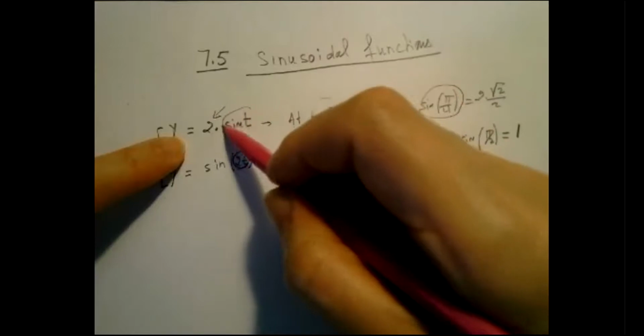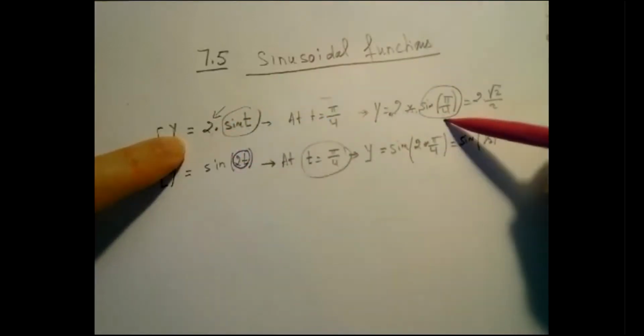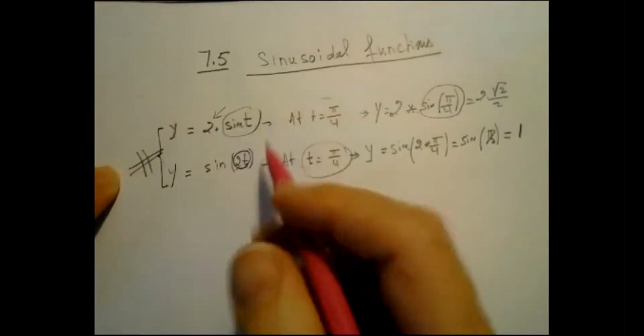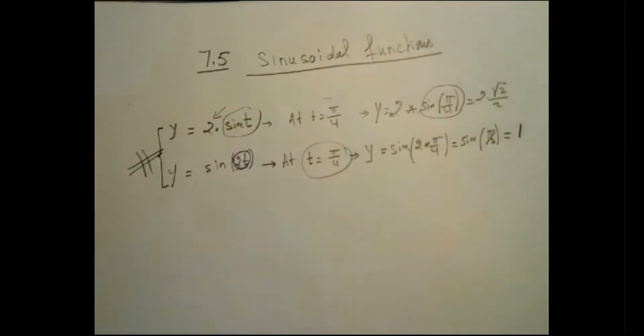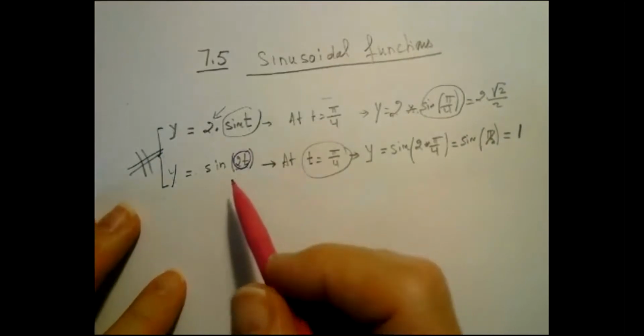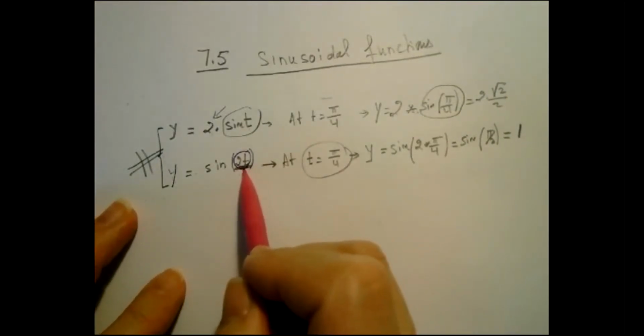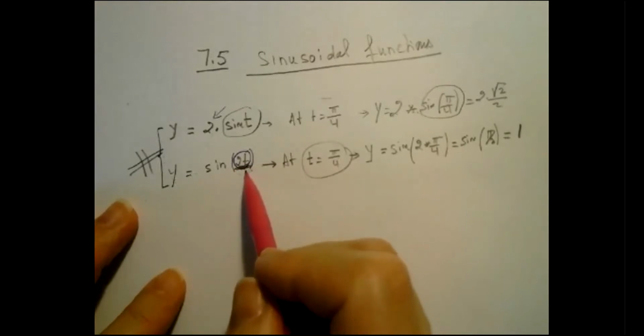Here, we're multiplying the sine by 2. And here, we're multiplying the inside by 2. So those are very, very different. I cannot pull the 2 out. Those are very different functions. Now, the idea is: what's the effect? When you multiply the inside by 2, what will be the effect on the graph?